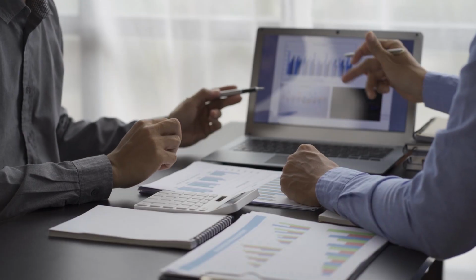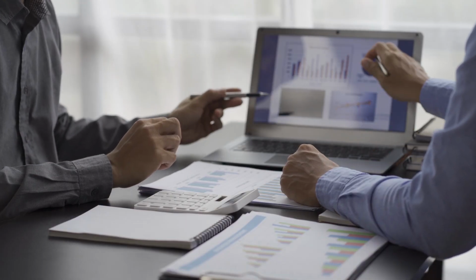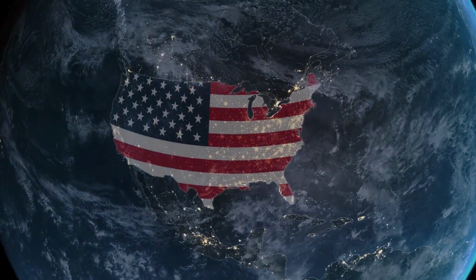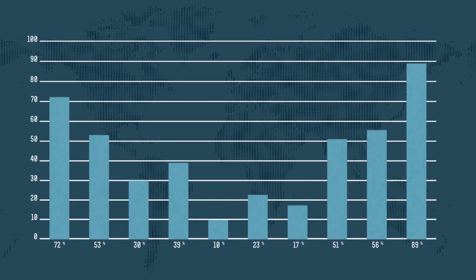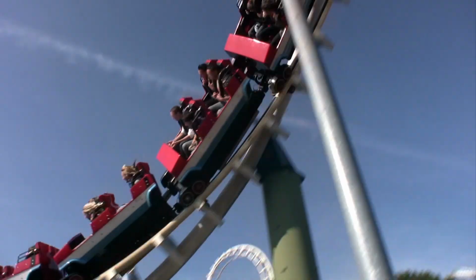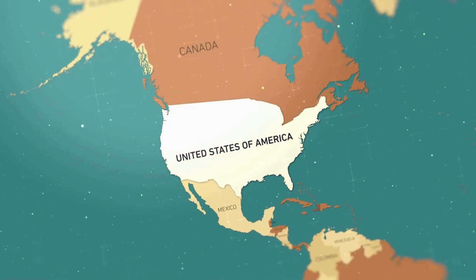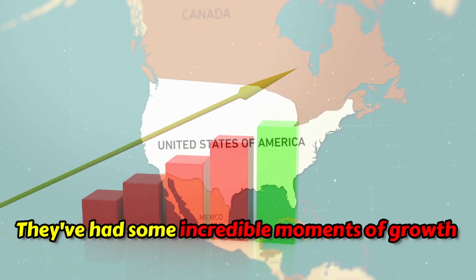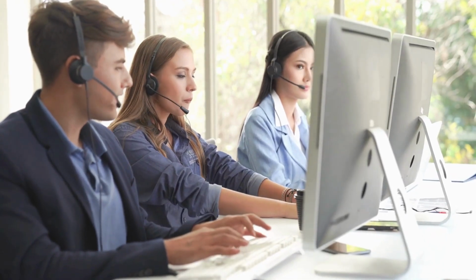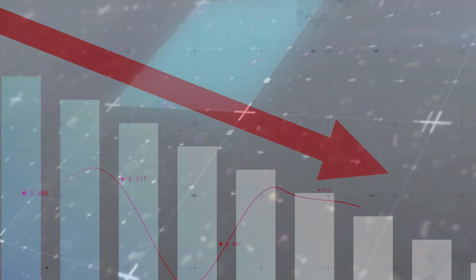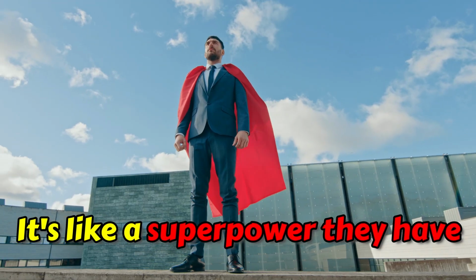Comparisons of US and EU economics. Starting with a great comparison between two global economic heavyweights, the European Union and the United States. These two giants have quite the economic journey, full of ups and downs that have shaped their stories. It's like a roller coaster ride of economic trends. So let's talk about the US. They've had some incredible moments of growth that really make them stand out. What's impressive is their ability to create jobs and bring down those pesky unemployment rates when times are good. It's like a superpower they have.